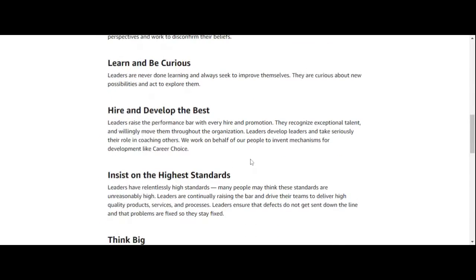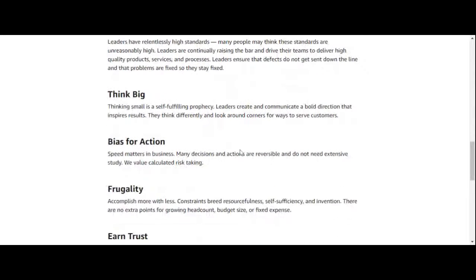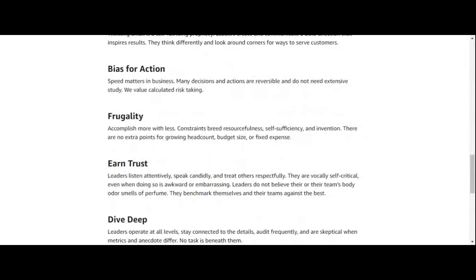Learn and be curious. Hire and develop the best. Insist on the highest standards. Think big. Bias for action. Frugality. Does anybody know what frugality is? Yeah, I know it's on screen, but without looking at it, what is frugality?